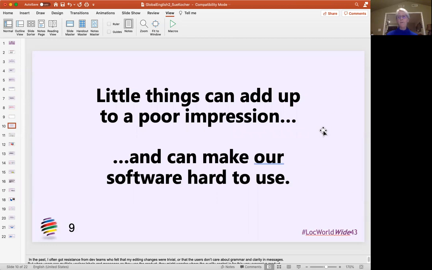Because if they're seeing all of these issues, they have a good reason to wonder why this product that they spent many thousands of dollars for doesn't seem to have much quality control, at least in the language department. But also, poor UI text can make our software harder to use. It's already complicated. We don't need to make it more complicated than it is. So I try to make the software easier to use by improving the text.